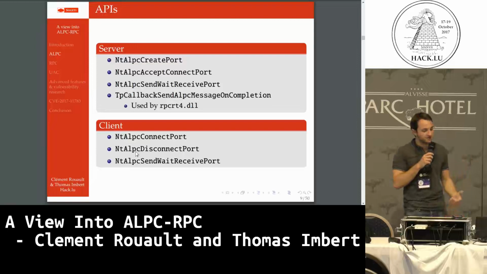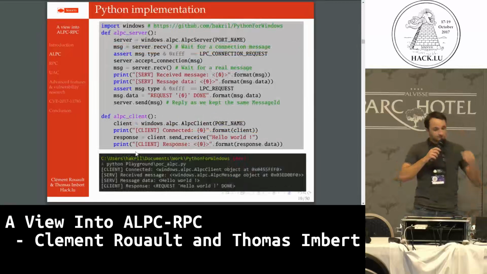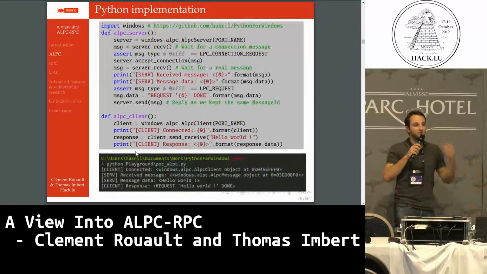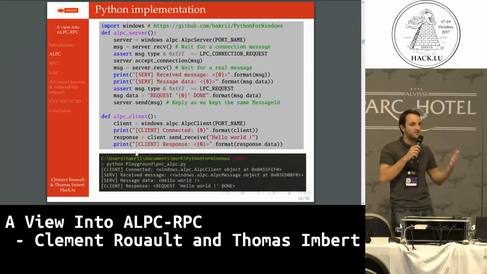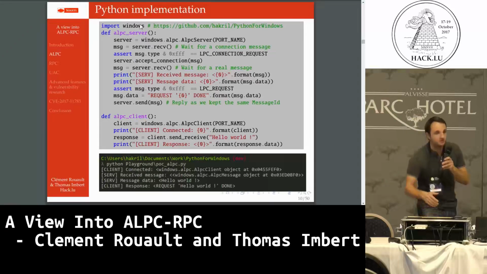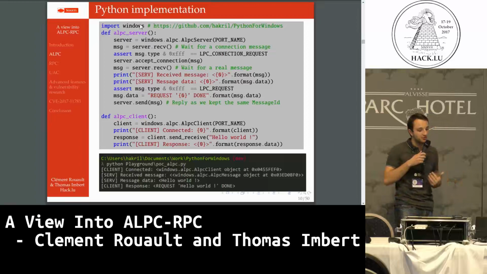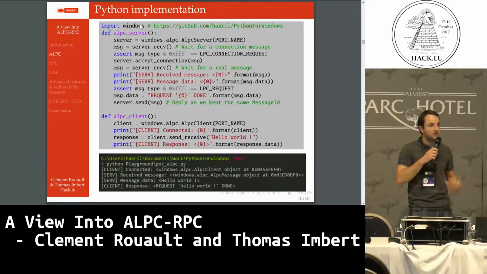And the client is even simpler. It's able to connect to a port using NtAlpcConnectPort, disconnect from a port, and send messages to the server using the same API, NtAlpcSendWaitReceivePort. Using that, we were able to do a full Python implementation of an ALPC server and client. Every piece of code in this presentation will use a project named Python for Windows, which is a personal project I've been working on for the last 2 years.